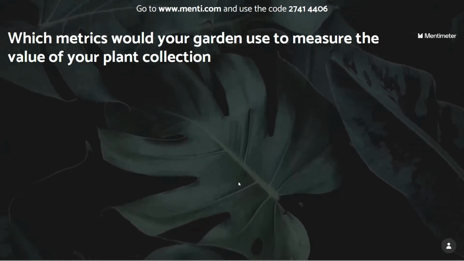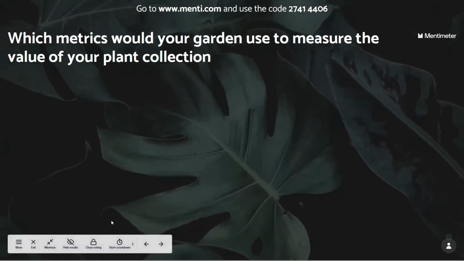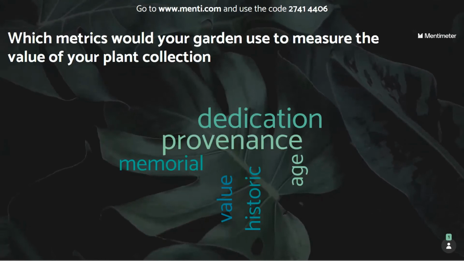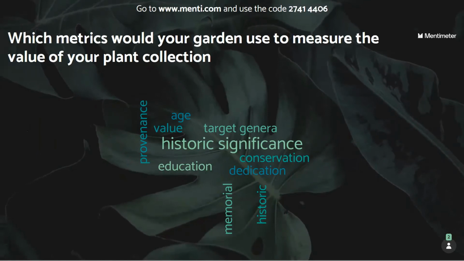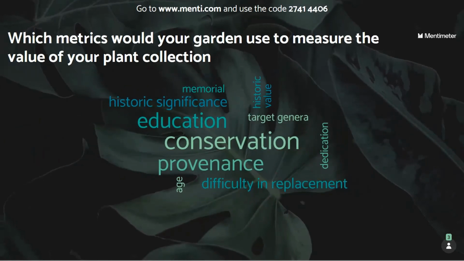So I don't know if anybody, I suppose we need to, here we go. Dedication, oh yeah, exactly. So when you say dedication, that means sort of memorial trees kind of thing, in memory of this, that, and the other. Historic significance, target genera, yeah. Age, oh yeah. Of course, maybe it's like a certain age it is triggered.